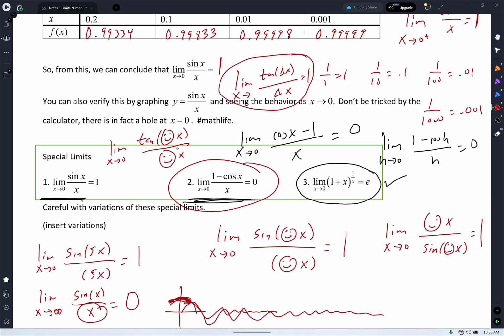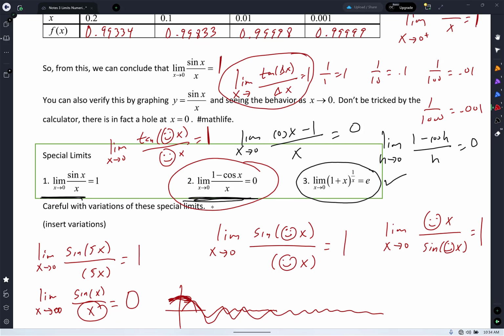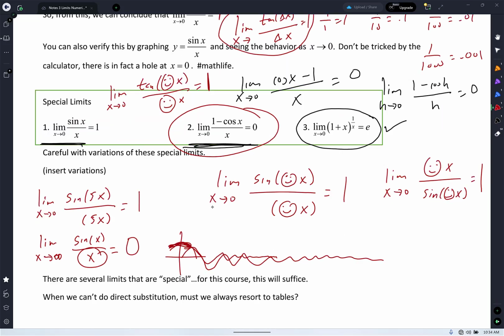The same can be said for the reciprocal or quote-unquote inverse of this. X over tan x is still 1, as long as x approaches 0. Are we okay? Okay, here we go.